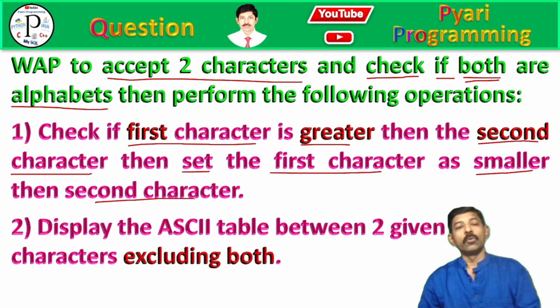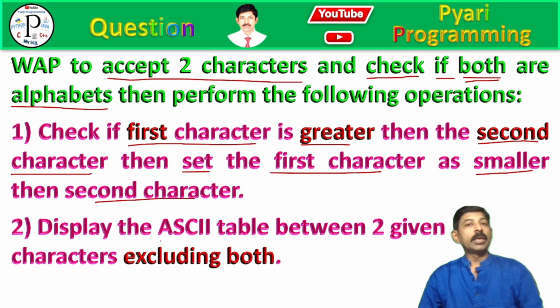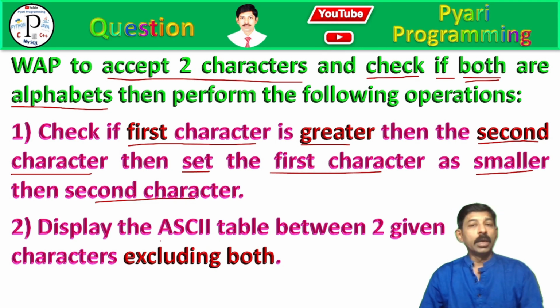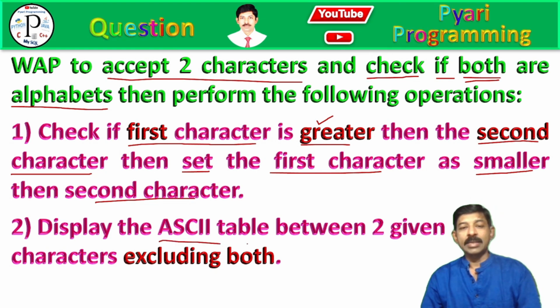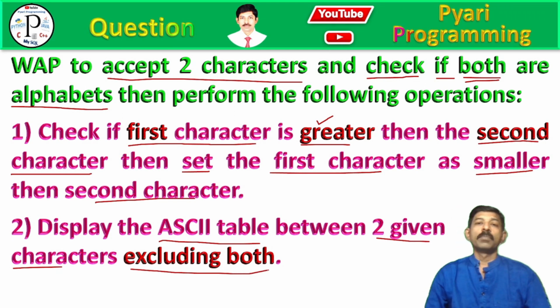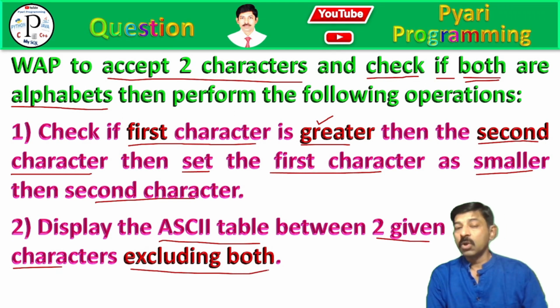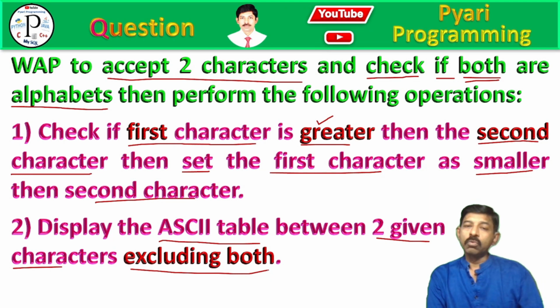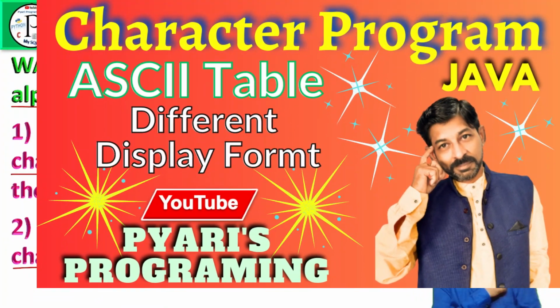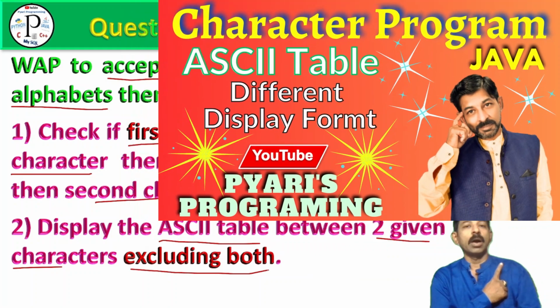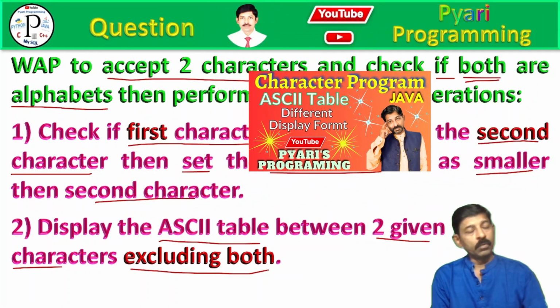What is the second thing that I need to do? Display. That means if it is smaller, then go for the display. If it is bigger one, then set the first character and the second character, then go for display. What I need to display? I need to display the ASCII table between two given characters. But here one thing is emphasized, excluding both. That means the first character and second character must not be in the display part. Now how to exclude this? How to display the ASCII table? For displaying the ASCII table, you can go for this video, which will give you a clear-cut idea about it. But how to exclude it? We'll learn in this video.